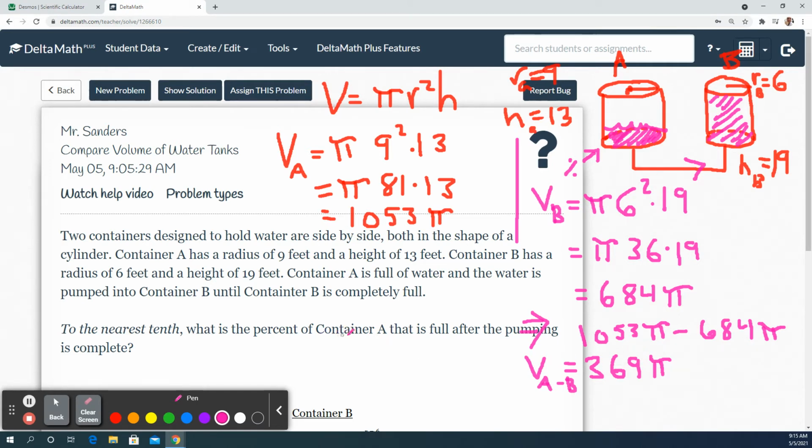And then the last thing that we need to do is make it into a percent. A percent is out of the whole. How much is left out of the whole? So we would take our 369 pi divided by the whole. And what is tank A's whole? Tank A is 1053 pi. So pi is reduced, and it's 369 divided by 1053.